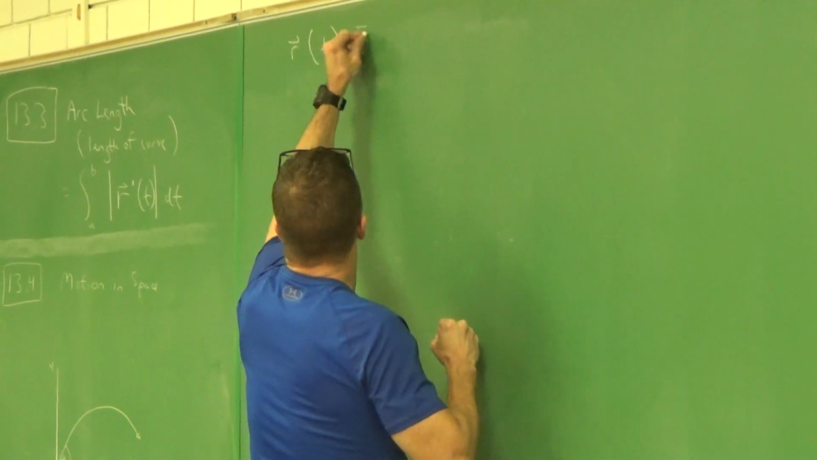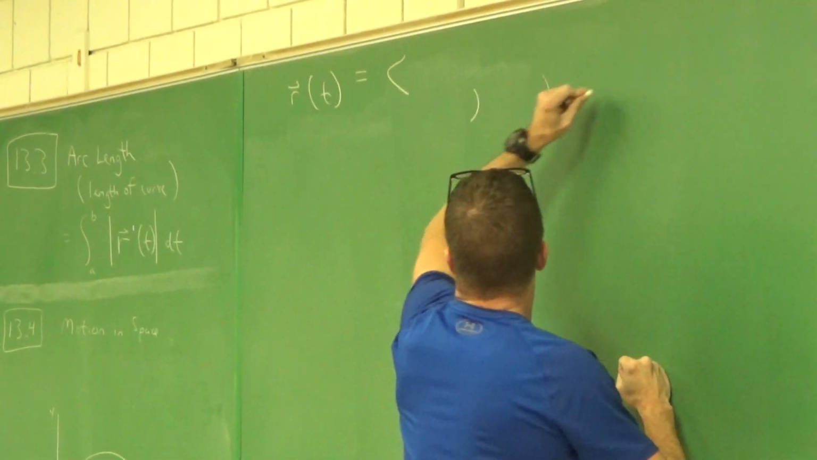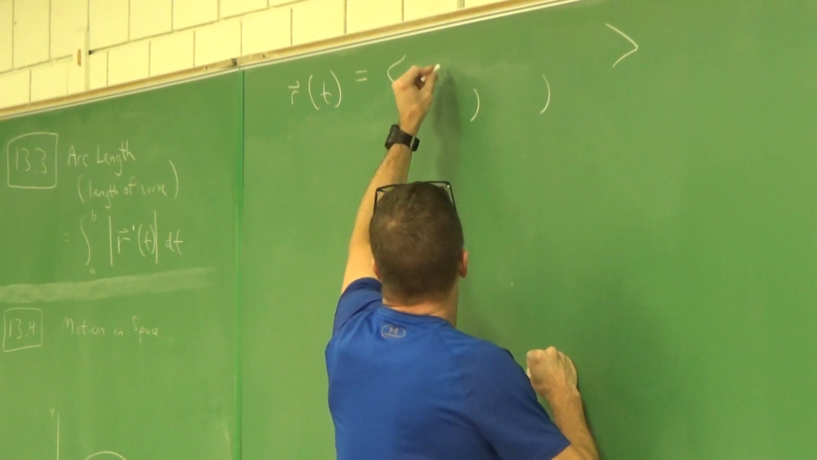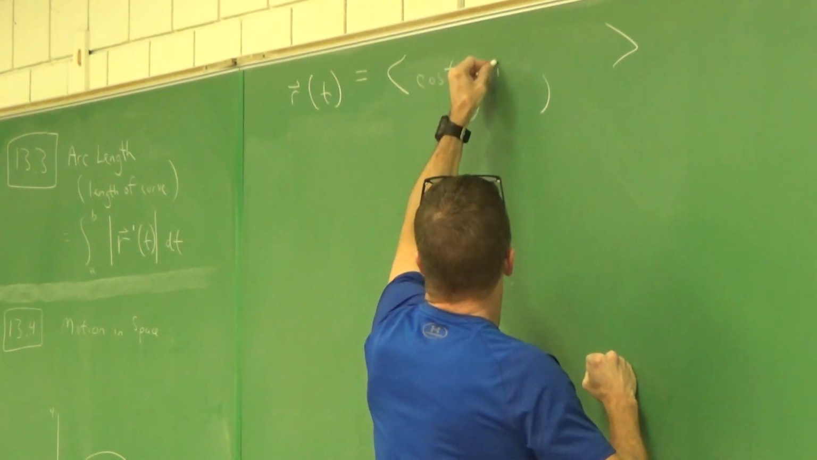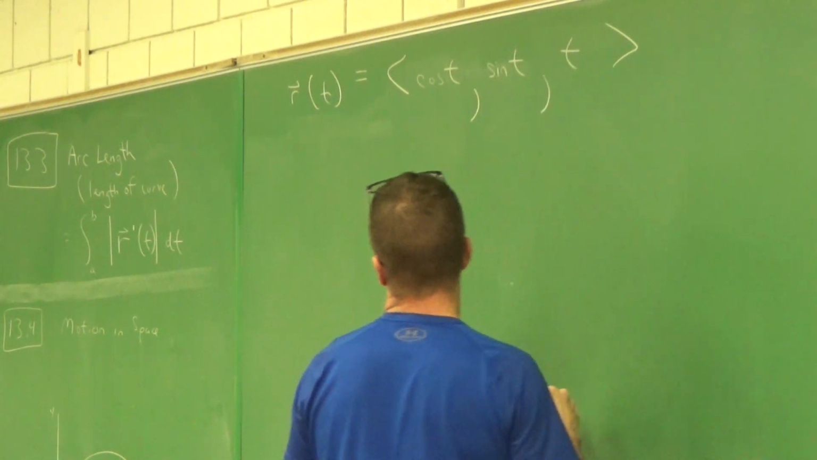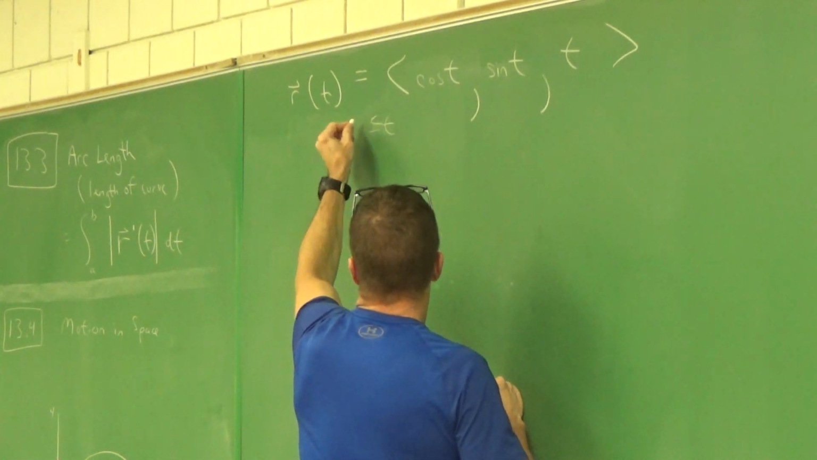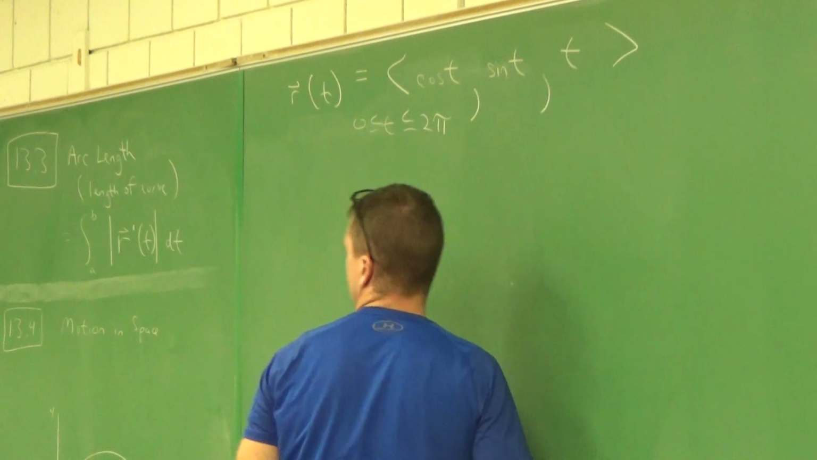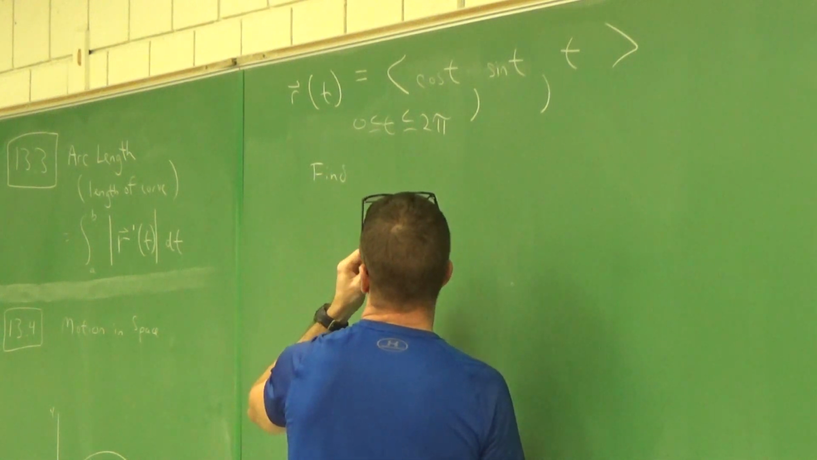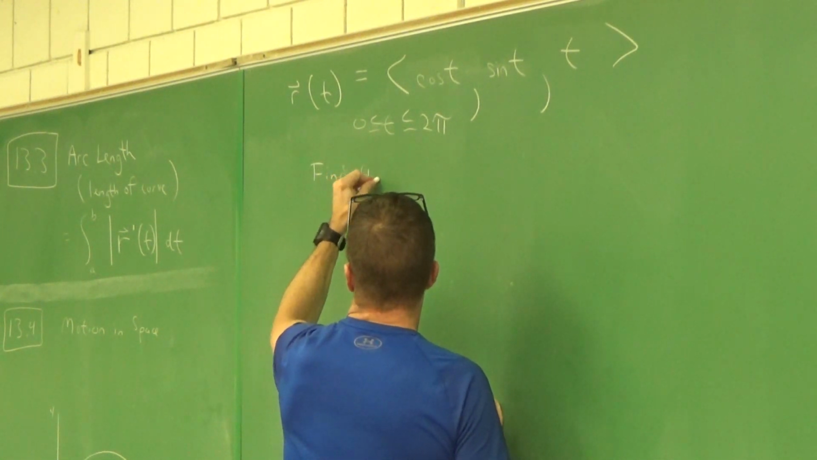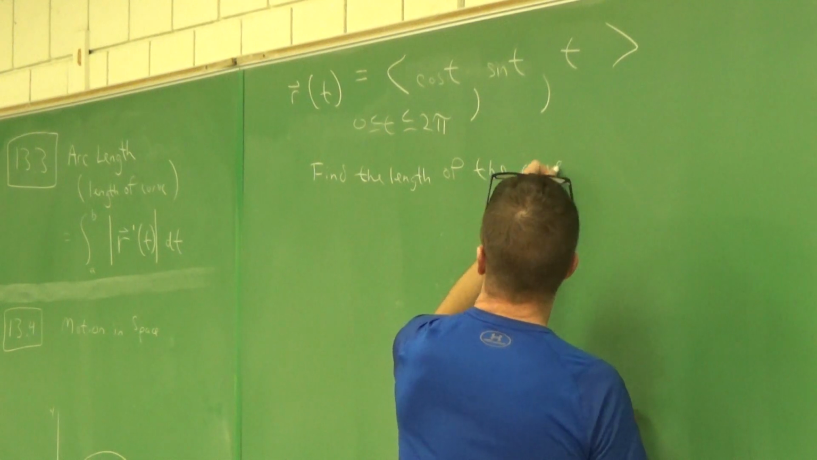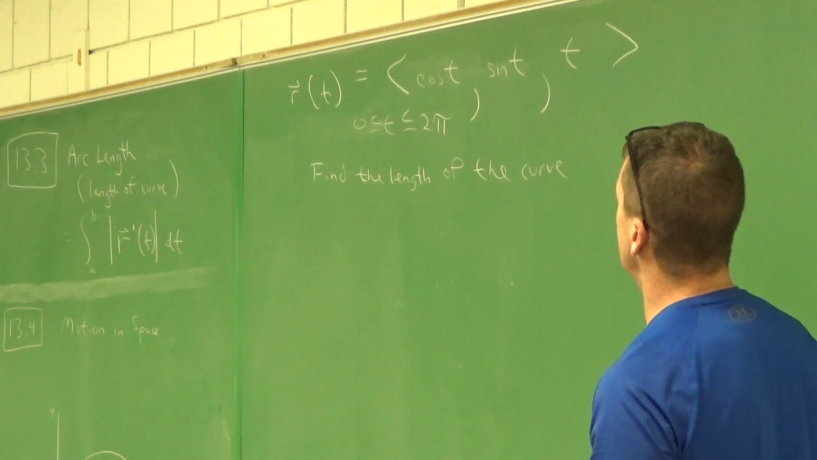Let's start with one of those, a circular helix. How about r of t equals cosine t, sine t, t. And let's just take this from 0 to 2 pi. I'm going to find the length of this curve, which is also the arc length with those limits of integration. Find the length of the curve from t equal to 0 to t equal to 2 pi.